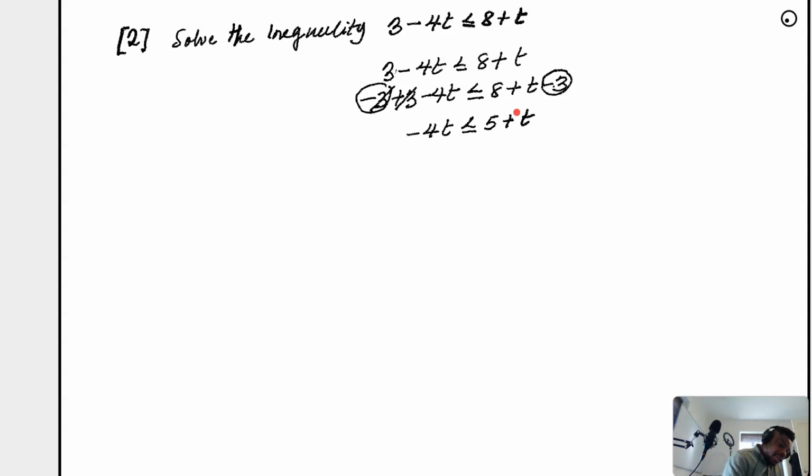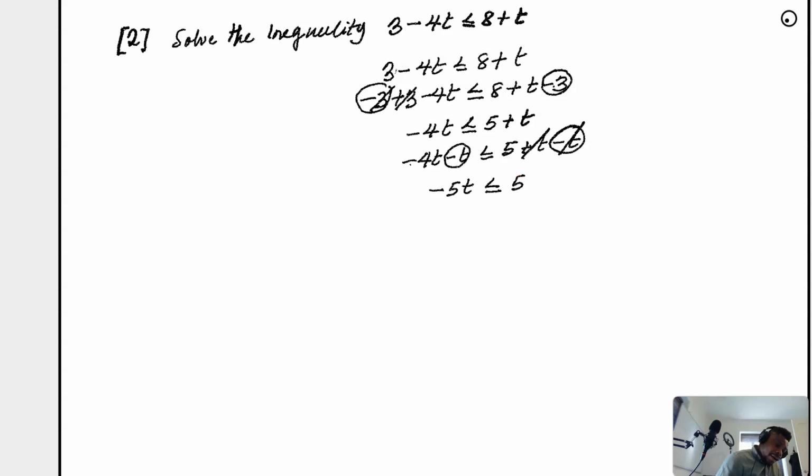Now, I want to remove this t here. That is plus t. That means I have to add minus t to both sides. So that is minus 4t, I'm adding minus t to this side, and I'm adding minus t to this side. You can see that is the only thing that I added here. So minus t plus t cancels out. Minus 4t minus t, that is minus 5t, is less than or equal to 5.